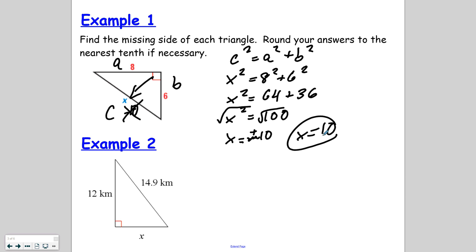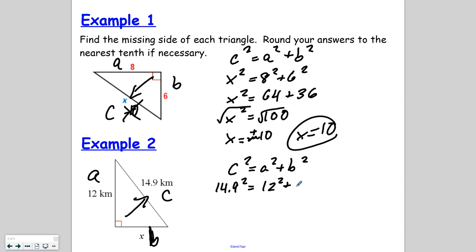In example 2, we need to mark our hypotenuse. So opposite that right angle is c. And the other ones we can call a and b. That's a weird b. There we go, that's a little bit better. So now we've got c squared equals a squared plus b squared. Plug in what we know. c is 14.9. a is 12. We don't know what b is. We're just going to write x.